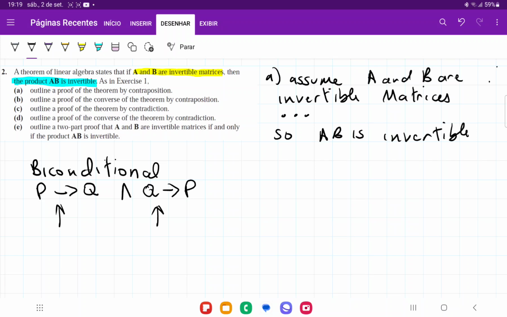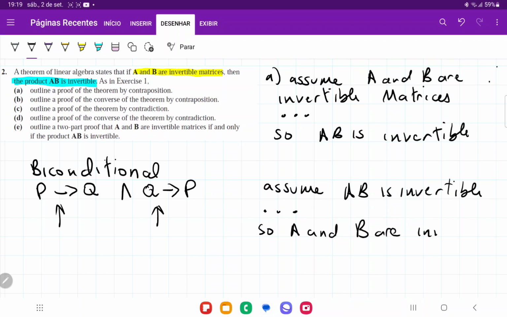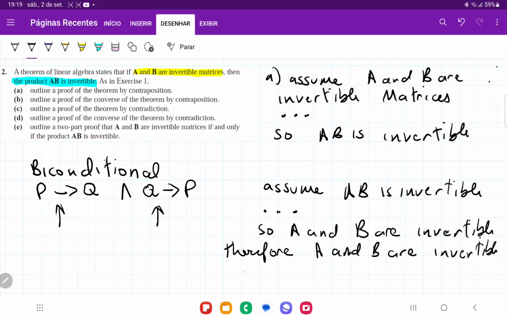Now we have to assume Q and show that P follows. Then we would say assume AB is invertible. Then we would develop it and then show that P necessarily follows. So we say, so A and B are invertible. And so our conclusion would be, therefore, A and B are invertible if and only if AB is as well. So this is basically assuming P and showing that Q follows, and then assuming Q and showing that P follows. And if we show that the conditional and the converse are true, then the biconditional is true as well.